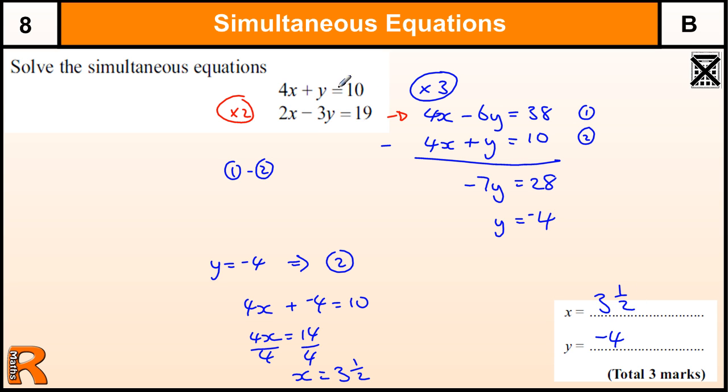Fairly standard. You could do it the other way around and find the x first by getting rid of the y's, but you would just get the same values.